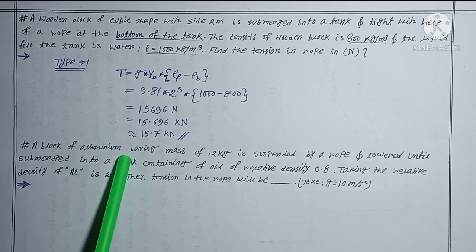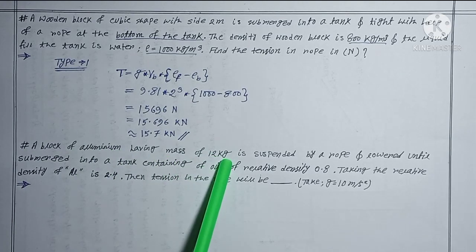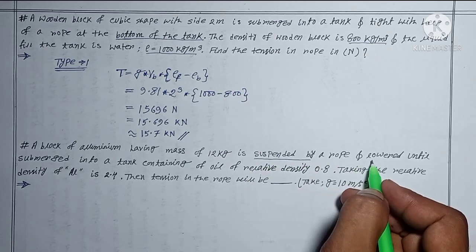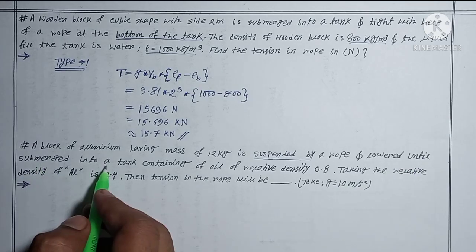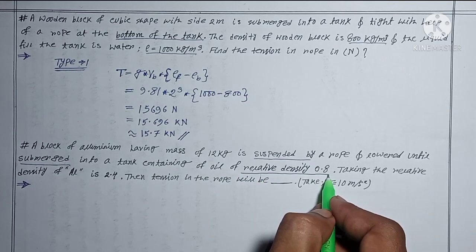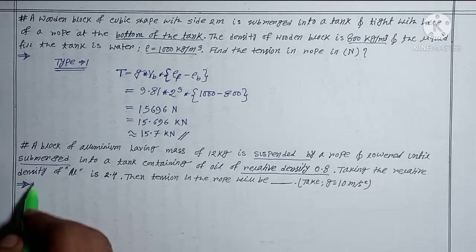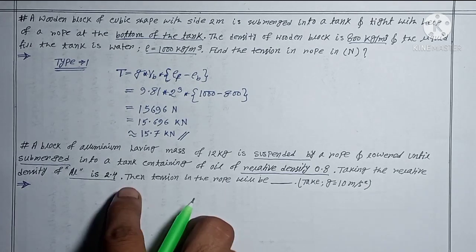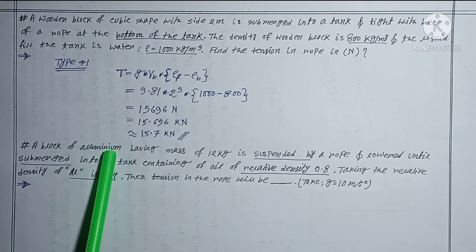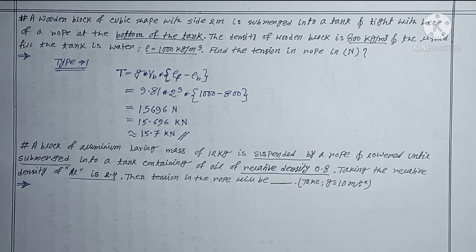A block of aluminium having a mass of 12 kg is suspended by a rope and lowered until submerged into a tank containing oil of relative density 0.8. Taking the relative density of aluminium as 2.4, the tension in the rope will be. So carefully read the question. After reading the question, you get the point that there is an aluminium block which is suspended, which means the block is attached somewhere at the top of the tank side.